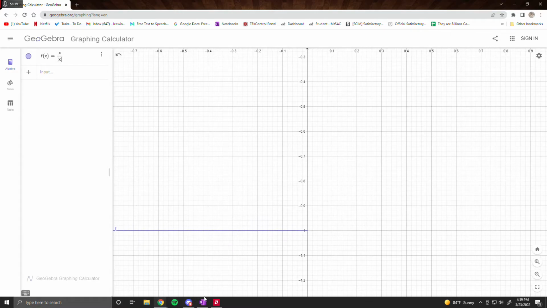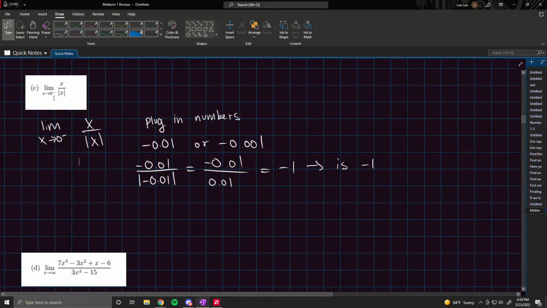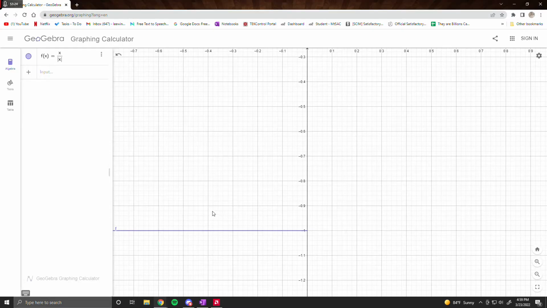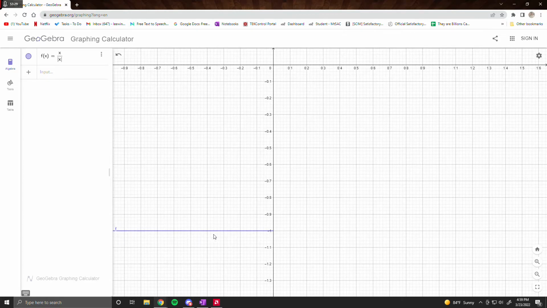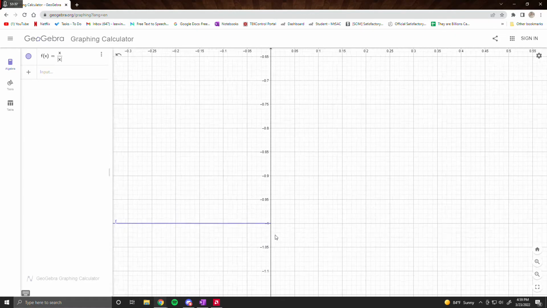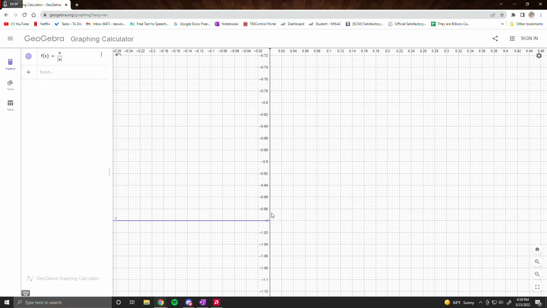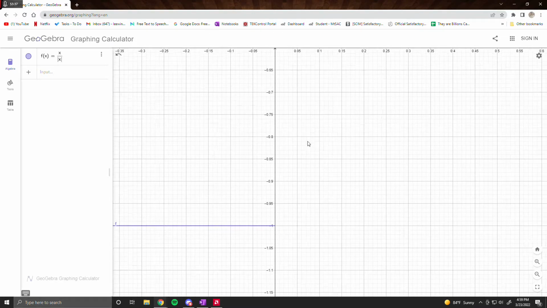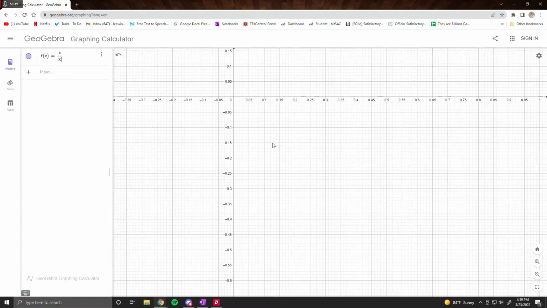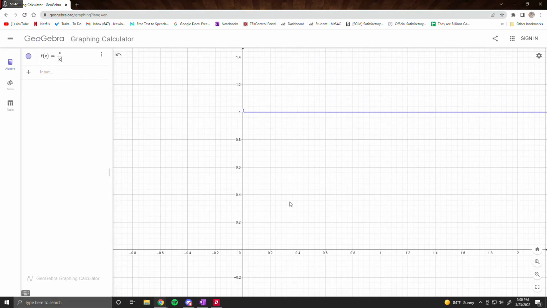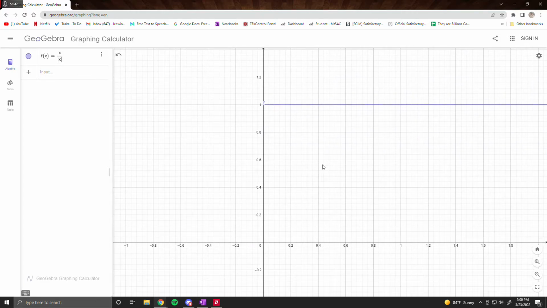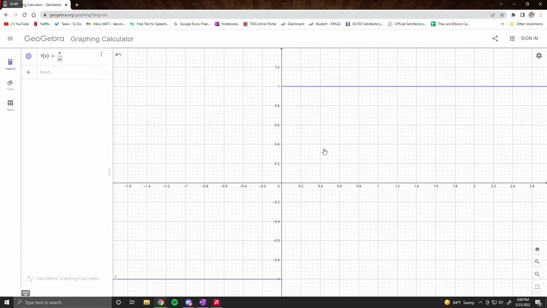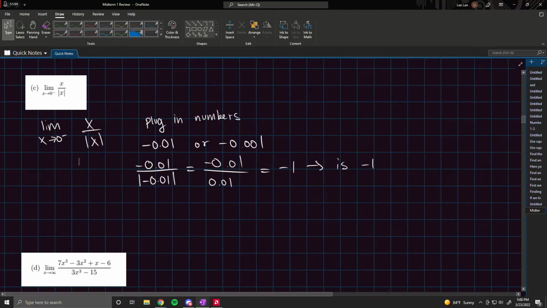But this problem is specifically asking for 0 from the left, right? So if you look at 0 from the left, the limit as x approaches 0 from the left will just be negative 1. If it asks for the limit as x approaches 0 from the right, well, in that case, the answer would be 1. If it asks for the limit as x approaches 0 in general, it would be undefined. So let me write that down.